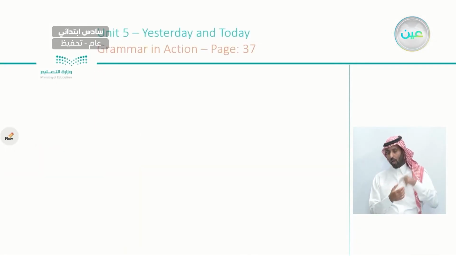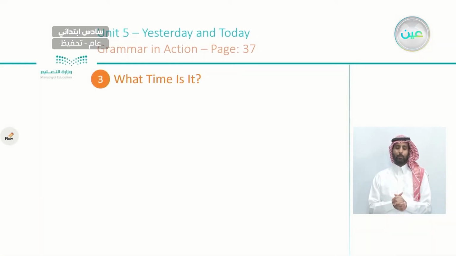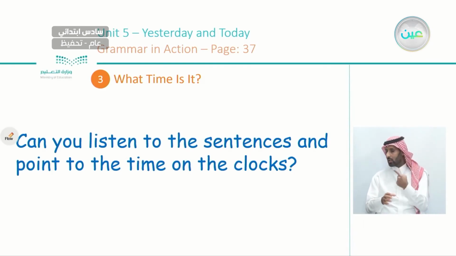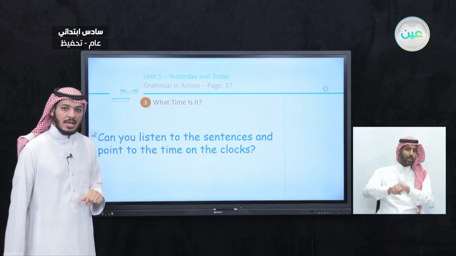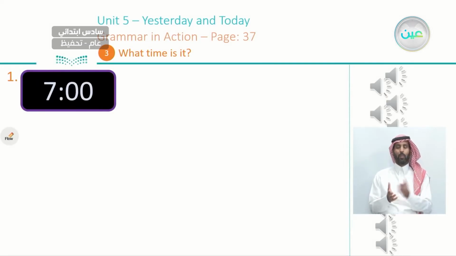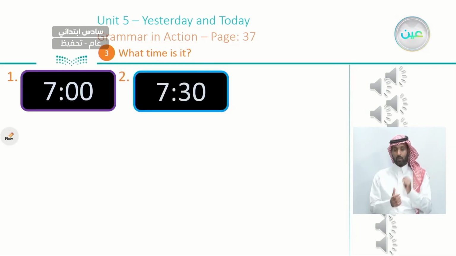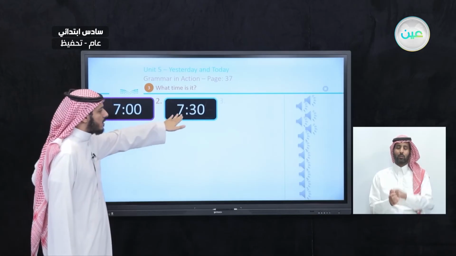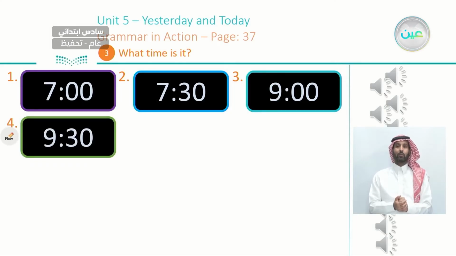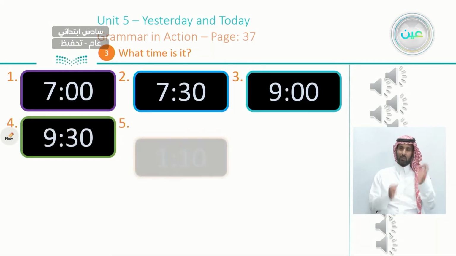Now on page 37, number 3, what time is it? Can you listen to the sentences and point to the time on the clocks? So what you will do, you will listen and point to the clocks you hear. Now what time is it? So we have 7 o'clock, we have 7:30, we have 9 o'clock, excellent. What is this? 9:30, perfect.